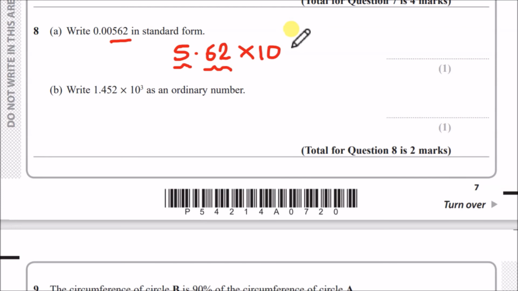So this is your common standard form notation, yeah? And now to work out what the power is over here, all you gotta do is literally count how many zeros are before your first number 5, yeah? So in this case, we've got 3. So in this case, it would be 10 to the negative 3, okay? And that's it. This is standard form.